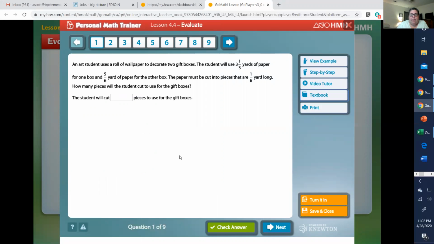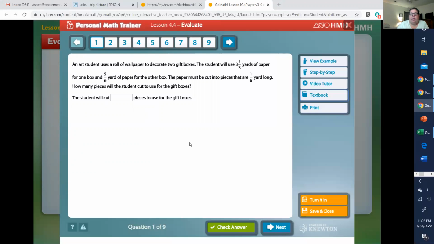Once you have finished, you check your answer. Don't pay attention to that. There you go. You check your answer, and then you go to the next problem. Okay? And there are 9 problems, and then that's it. After that, you turn it in, or I think you turn it in, save and close, one of these two. Try turn it in first. If nothing happens, then save and close, and we'll see what happens after that.